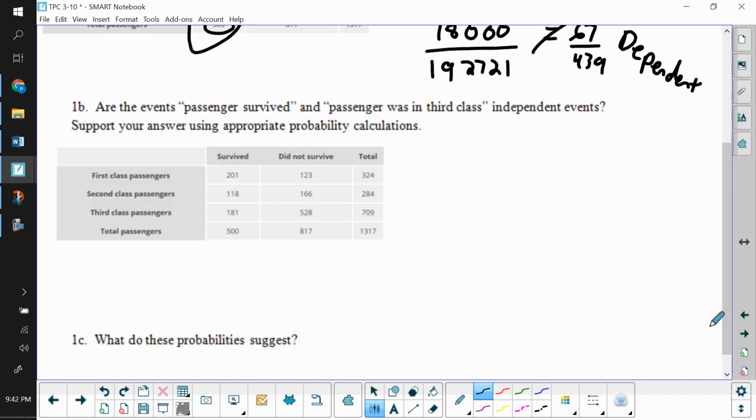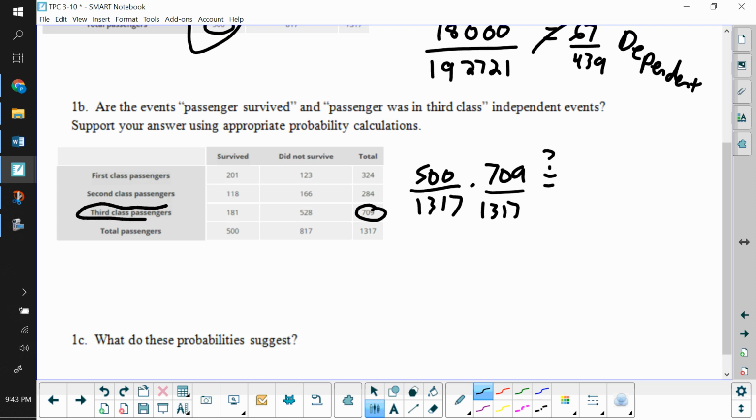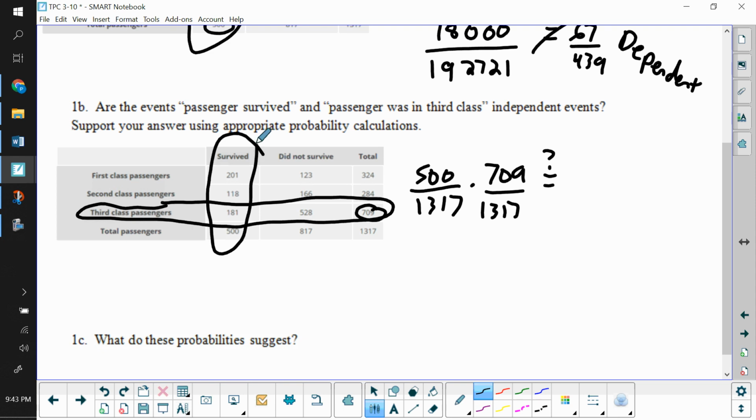Well, now we're going to look at survived and third class. So there's going to be a lot of similarities. We'll start out with the probability of survived, which again from above was 500 over 1317. But now we want to do a probability of third class. So if we look at the total for the third class, that was 709 out of 1317. And we want to know, is that equal to the and? So the ones that are both of those at the same time. So see where survived and third class intersect. That's 181 out of our total of 1317.